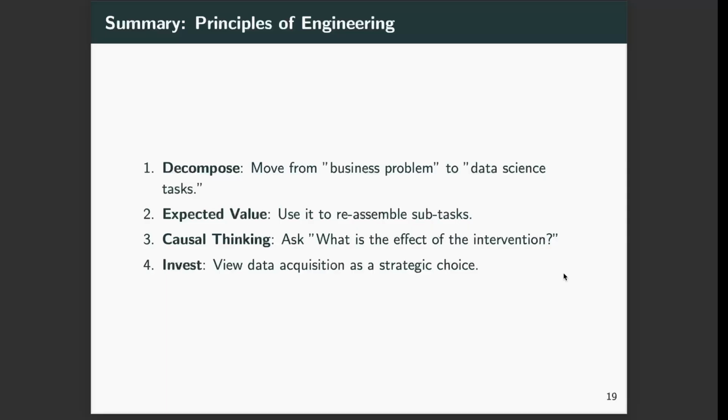Principle number 3, causal thinking. Always ask, what is the effect of the intervention? This is level 3 thinking. Do not just predict outcomes, estimate the counterfactual. What would have happened without the intervention? The incremental impact of the action is what you are truly trying to measure. The 4 quadrants of influence, persuadables, sure things, lost causes, and sleeping dogs, are a framework for understanding causal heterogeneity across customers.